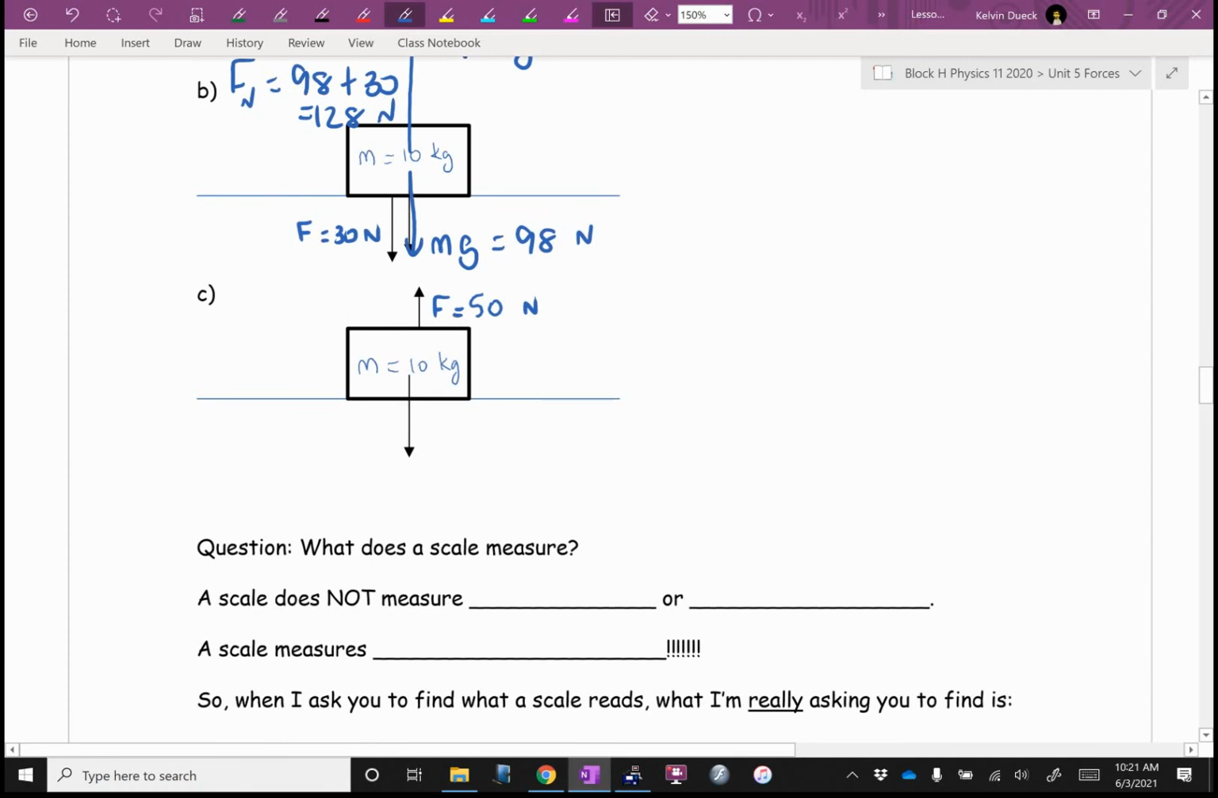Nick, let's keep going. What was your name? Nick. Oh yeah, put your name with it. We have gravity down, 98 newtons. Is the normal force going to be bigger, smaller, or the same size as mg here? And convince me. Why smaller?